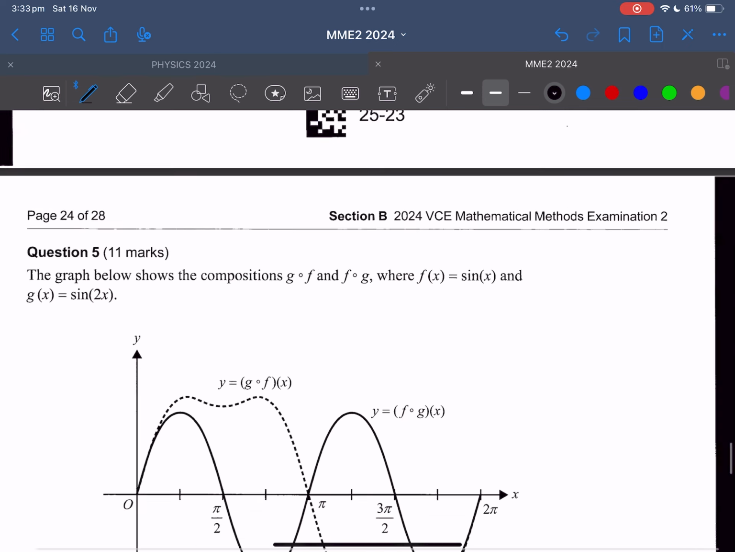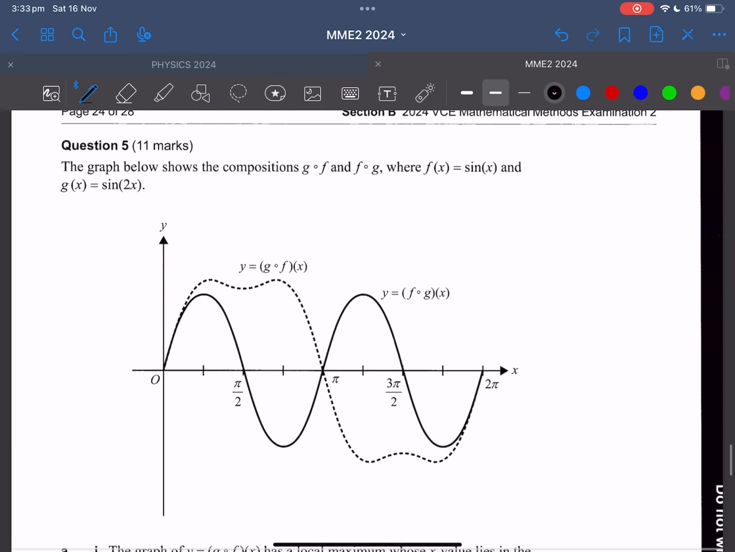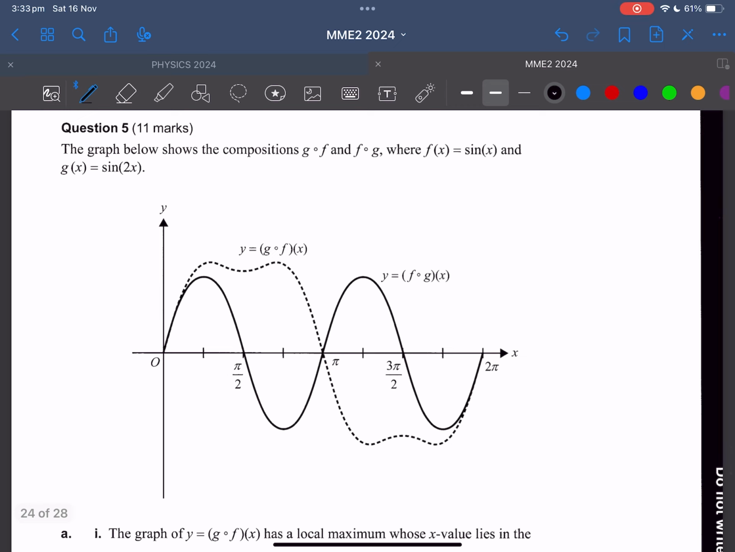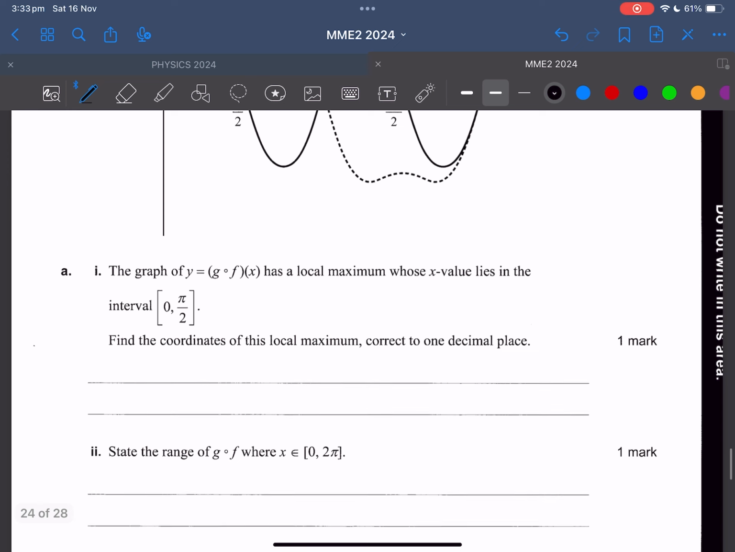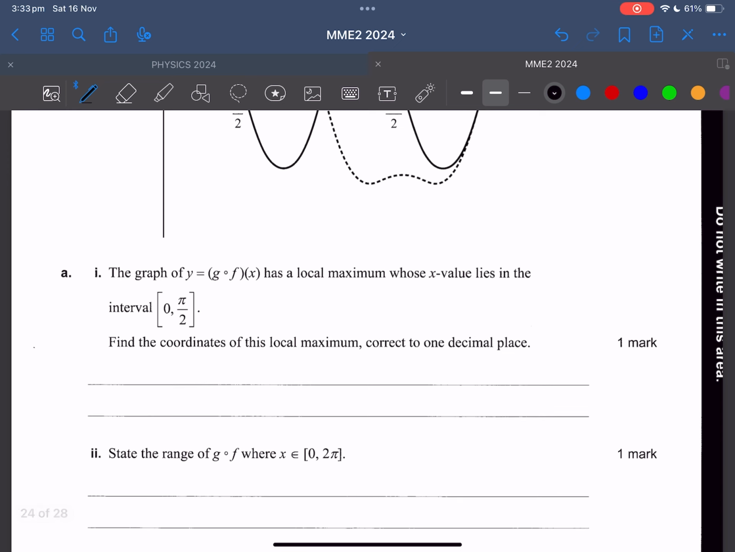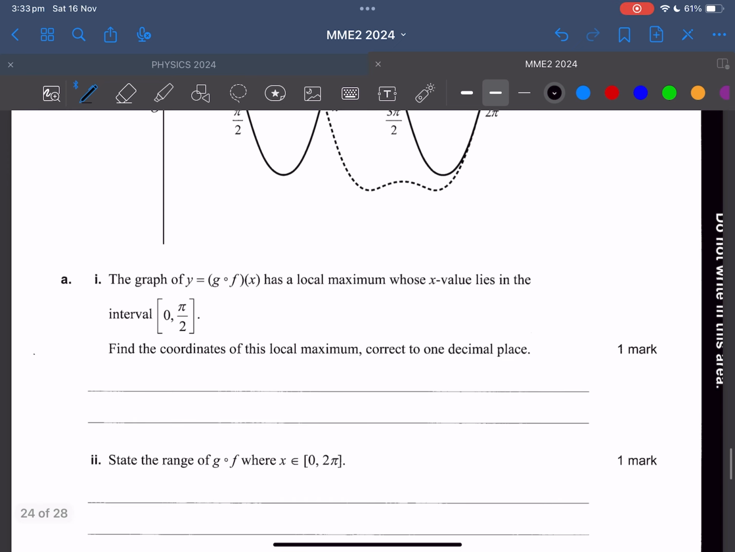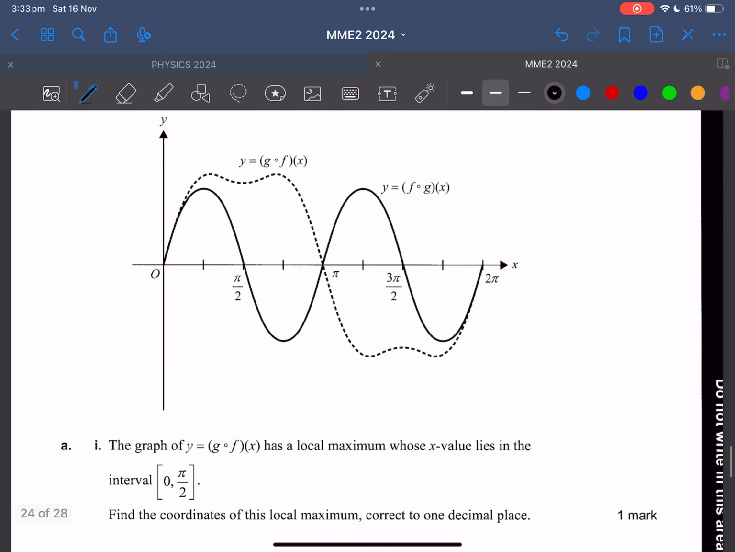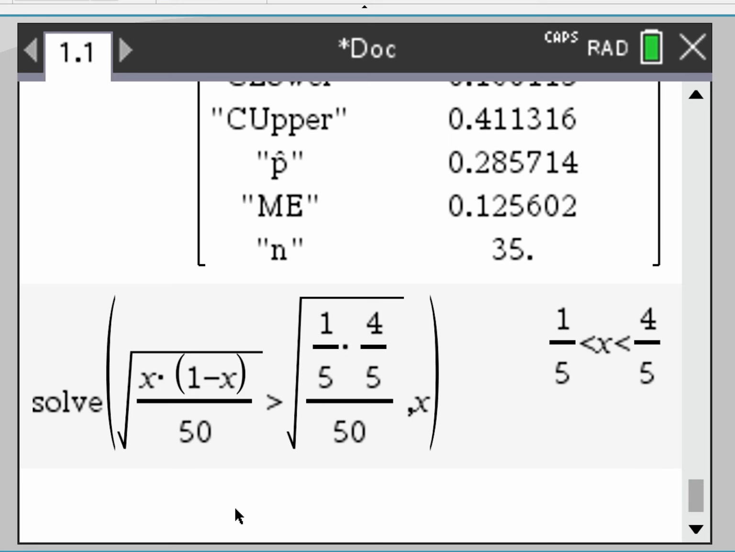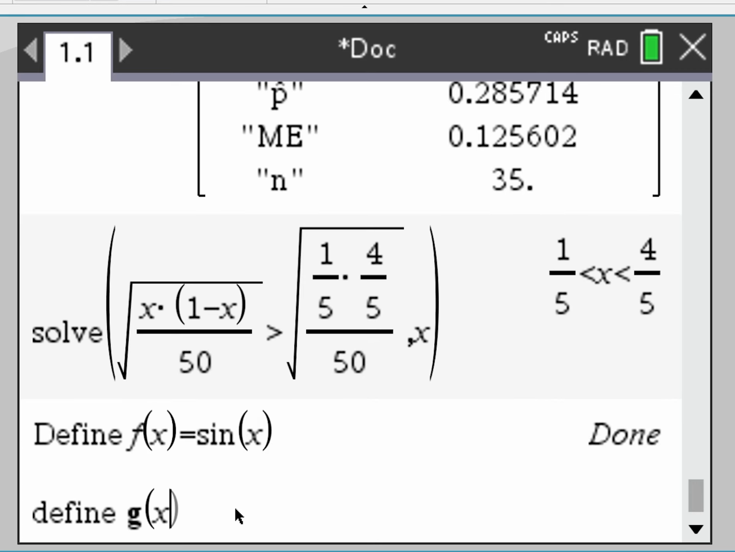Okay, Question 5. The graph below shows the compositions g of f and f of g, where f of x equals sine x and g of x equals sine 2x. The graph of g of f of x has a local maximum whose value lies in the interval given. Find the coordinates of this local maximum. So in that case, let's define f of x and g of x real quick. Define f of x equals sine of x. Define g of x equals sine of 2 times x.